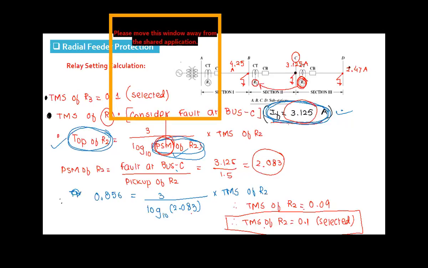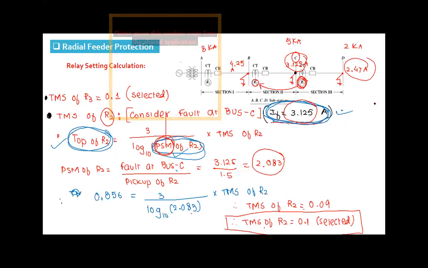In field, actually, this fault current varies significantly. Suppose here it is a 2 kiloampere fault, then in here it may be 5 kiloampere, here it may be 8 kiloampere, like this. But in laboratory, you can see fault current varies in a small range, 1 ampere range. And that is why change in PSM is not significant.